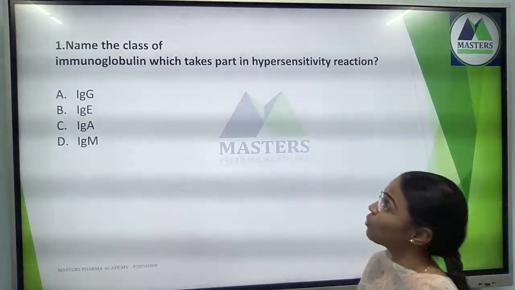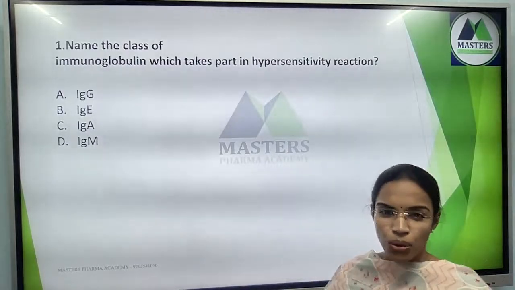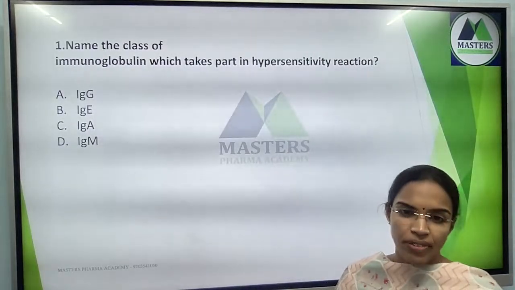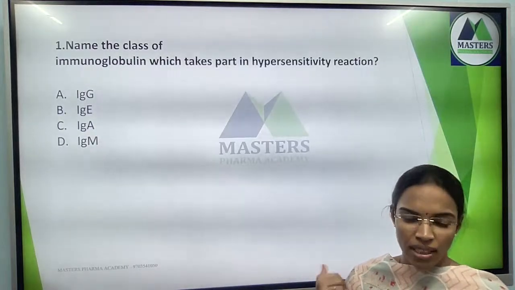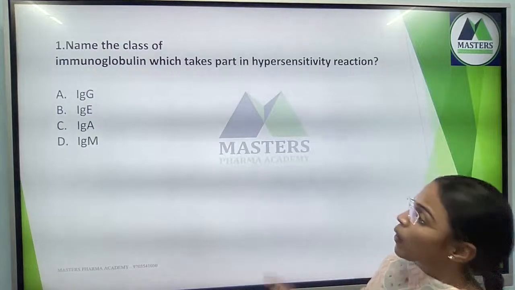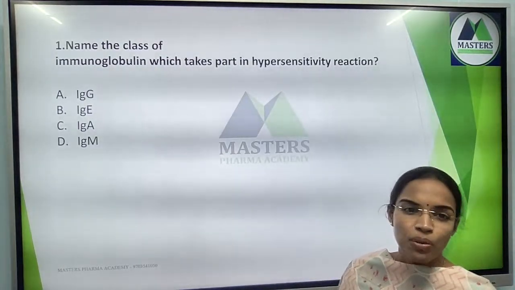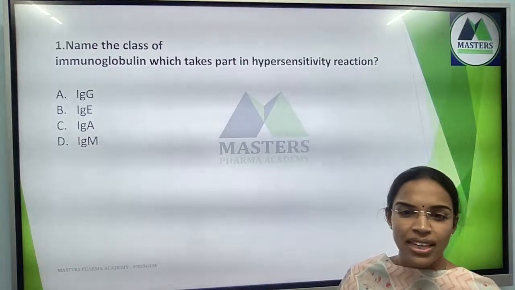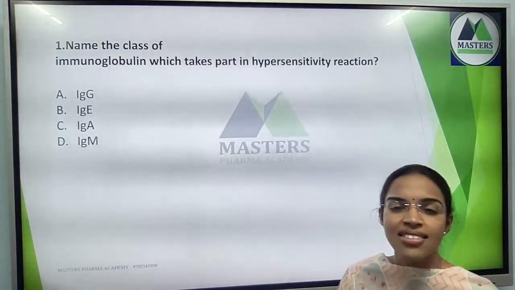Name the class of immunoglobulin which takes part in hypersensitivity reactions. To finish more questions, I think we need to attend question by question in a bit faster way. Post the option of your answers in the chat box, please.